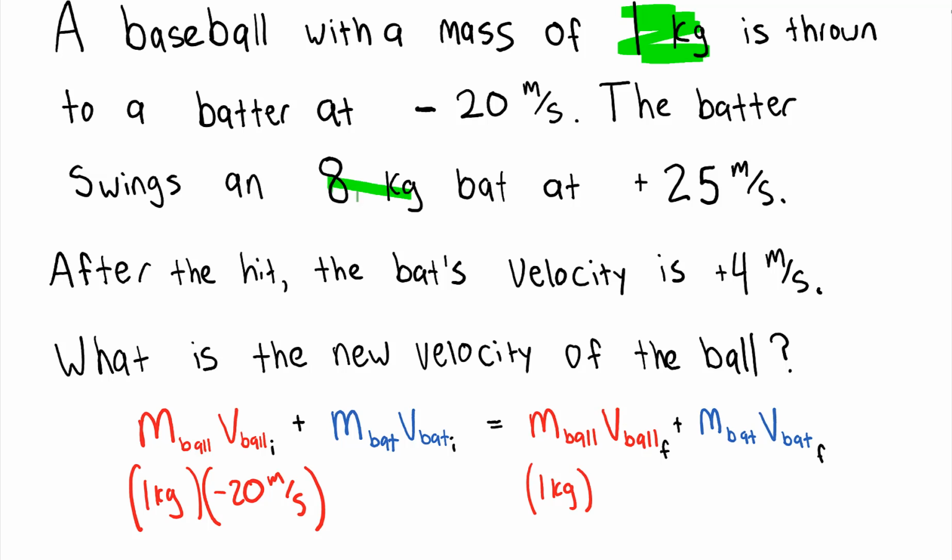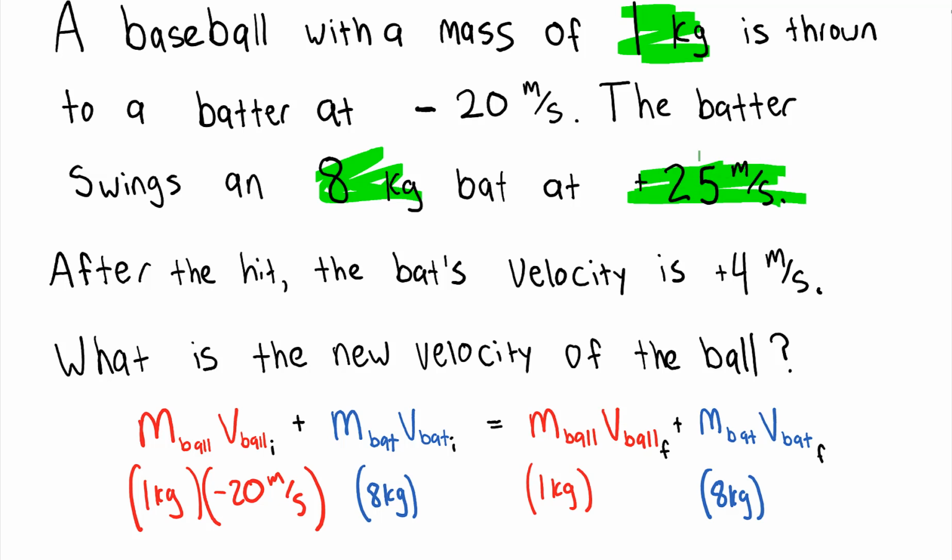So the batter swings an 8 kilogram bat. That's the mass of the bat. So 8 kilograms. And the mass doesn't change, so it's the same at the end. 8 kilograms at positive 25 meters per second. So this is how fast the bat is going before. So I'm going to say 25 meters per second. I could put the positive there, but multiplying by a positive number doesn't do anything weird like negative numbers do. So after the hit, the final velocity of the bat is positive 4 meters per second. So where it says final velocity, I'm going to put in 4 meters per second.